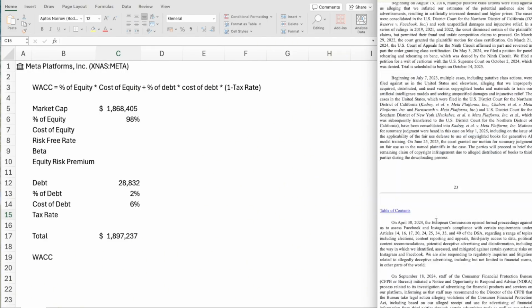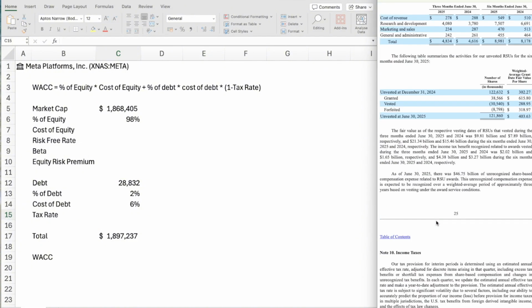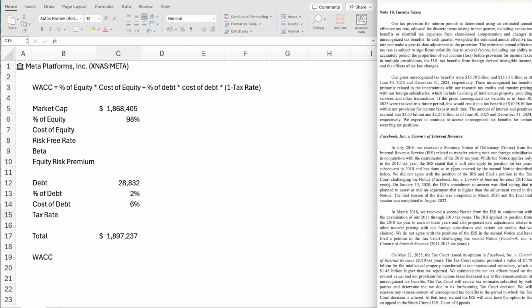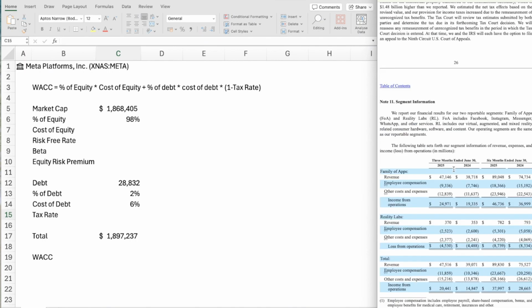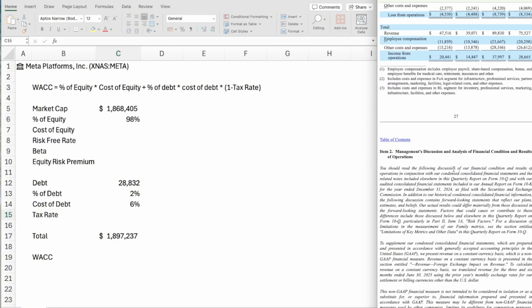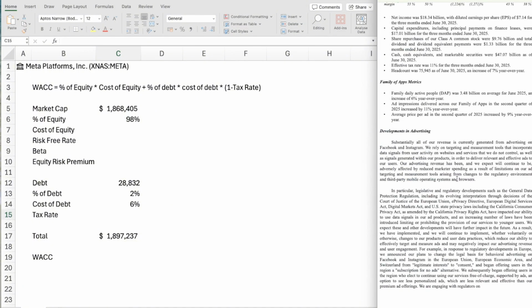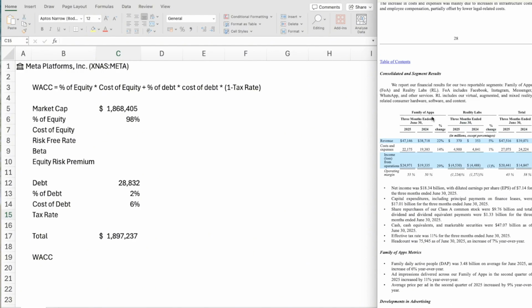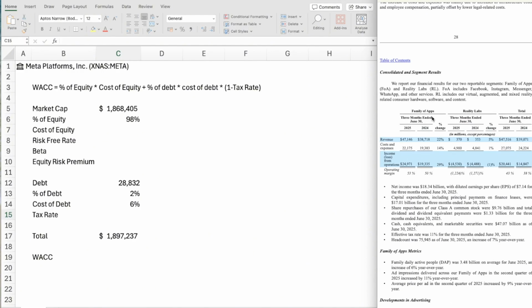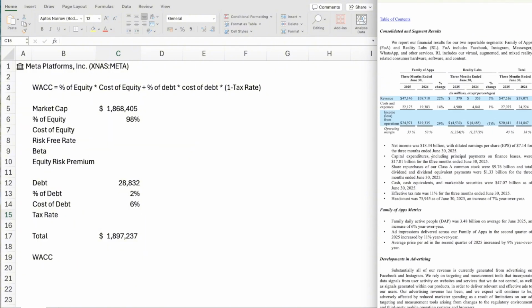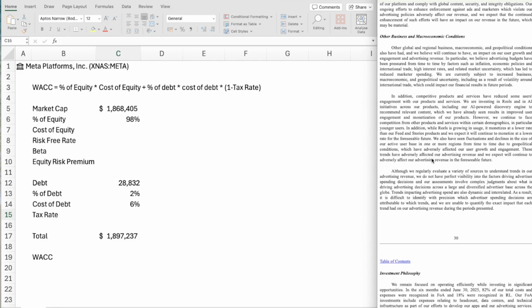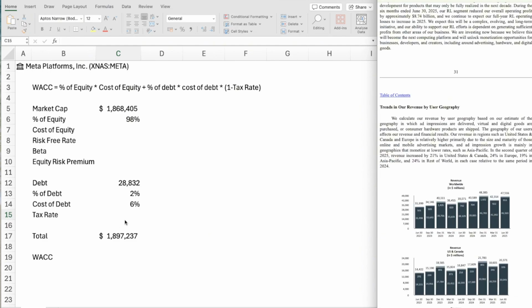Income taxes. Okay, effective tax rate was 11% for the 3 months ending in June. That's very low. Okay, we'll go with that.